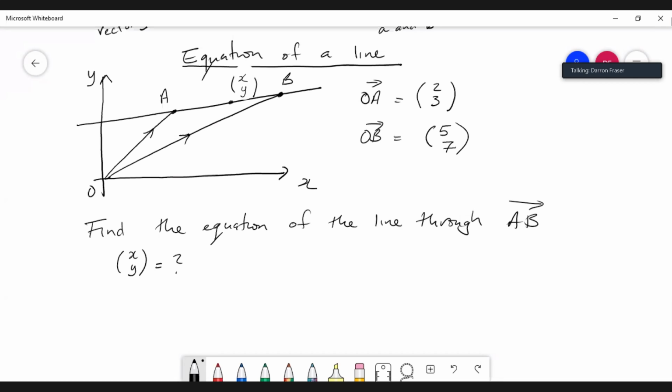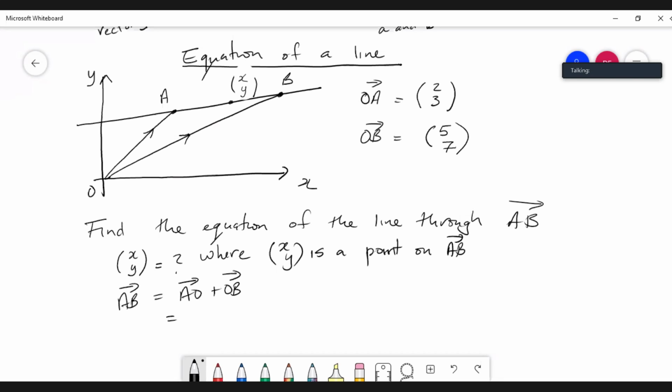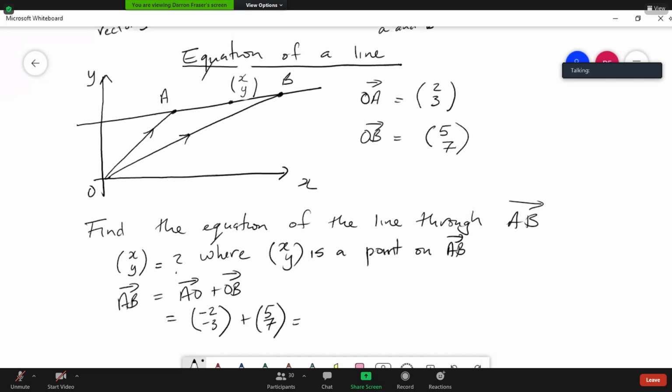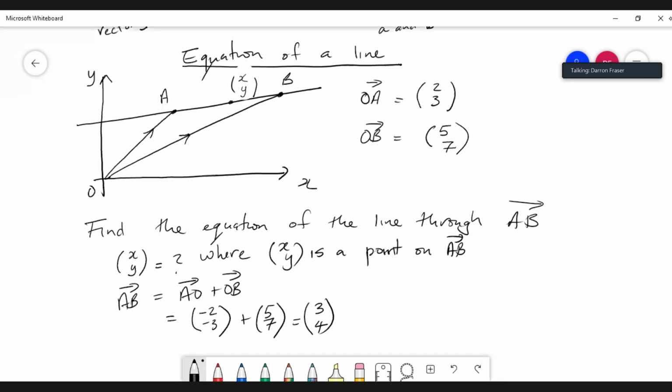All right. So we are saying that any point on the line, we call it XY. So we want the general equation for any point on AB, right? So we would need AB first of all. And we say that AB is A to O, and then O to B. So now AB is going to be AO, which is -2, -3, because we're going to spin this around, plus OB, which is 5, 7. So that is 3, 4. So A to B is 3, 4.